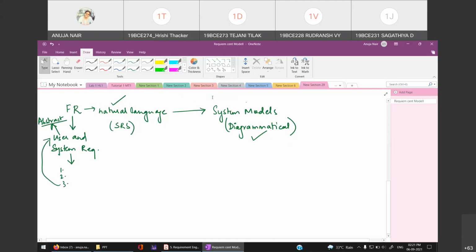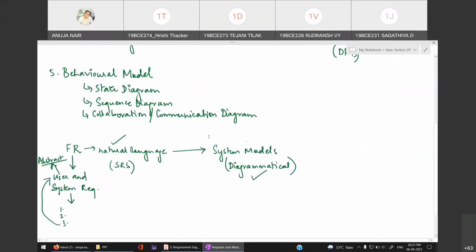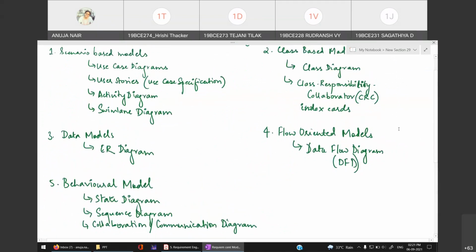So now today we'll be talking about the system models. I have written them over here in a precise manner. You can take a screenshot of this so that you remember it. Basically, these many diagrams we have to study. When you talk about system models, they are divided into 5 types of models: scenario based model, class based model, data model, flow oriented model, and behavioral model, right?